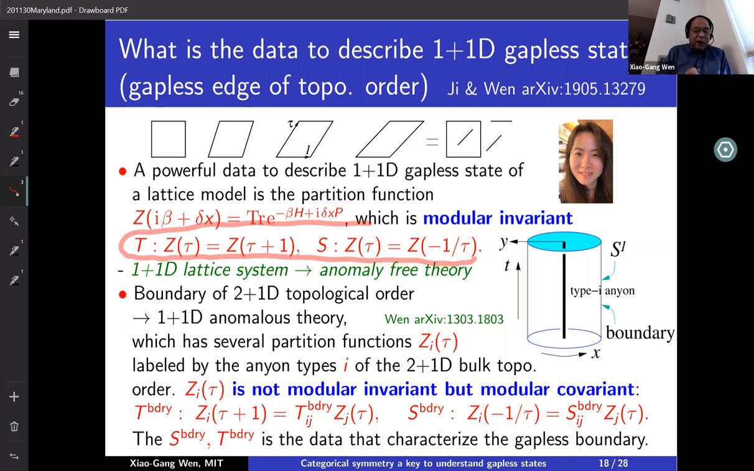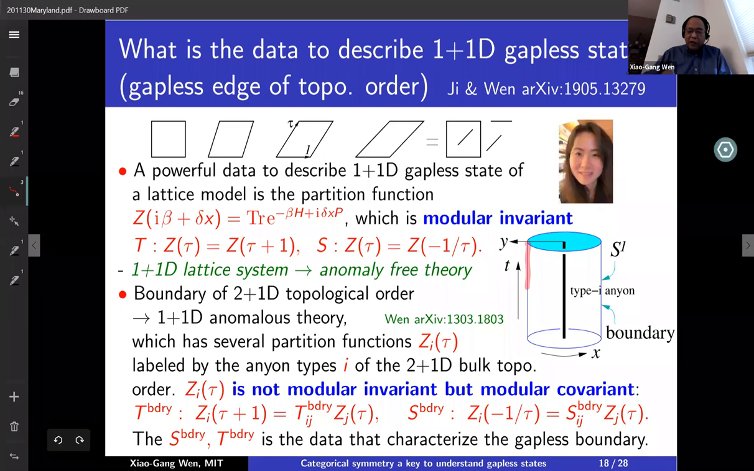It turns out that modular invariance of the partition function is the anomaly-free condition, meaning a gapless system on the lattice automatically produces a modular invariant partition function. So modular invariance and the anomaly-free condition are related. Now, in the modern picture, we know that the boundary of a topological order is not anomaly-free. They are anomalous. It turns out that this anomaly is very special. Not only are they not modular invariant, the anomalous theory even has a so-called multi-component partition function. So the partition function is no longer a number. If you want to study the gapless boundary of a topological order, we have to use a partition function which is not even a number, but a vector.